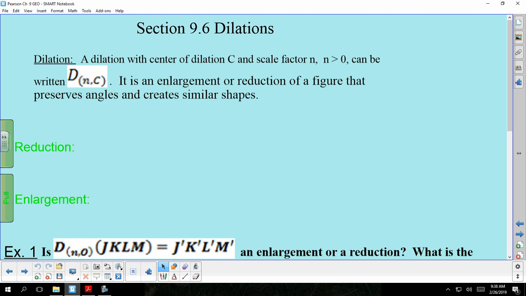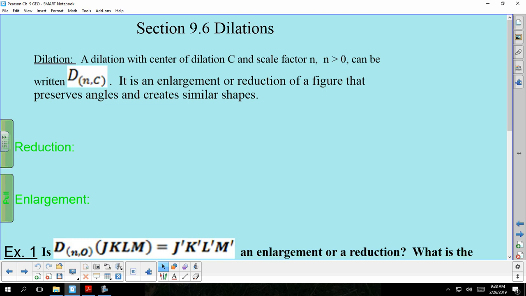So a dilation with center of dilation C and a scale factor n greater than 0 can be written as D n comma C. It is an enlargement or reduction of a figure that preserves angles and creates similar shapes. So the shapes aren't going to be the same size. Right? They're going to be either larger or smaller.